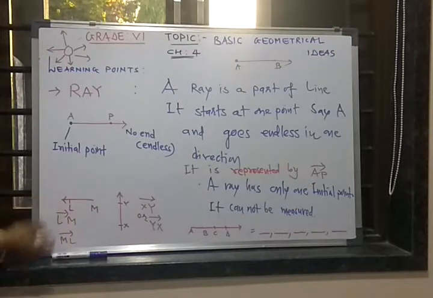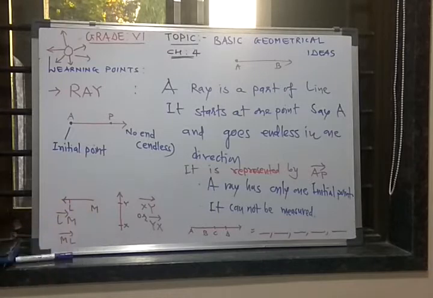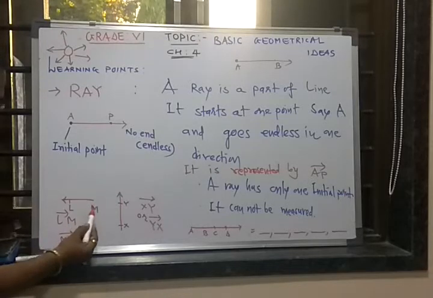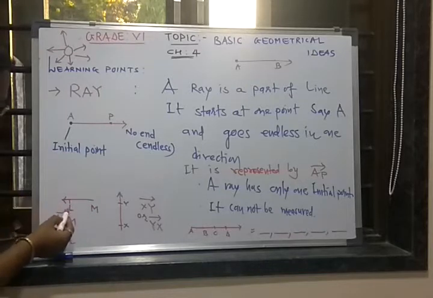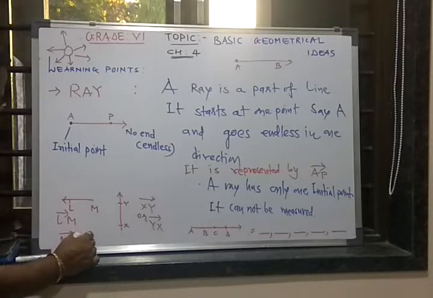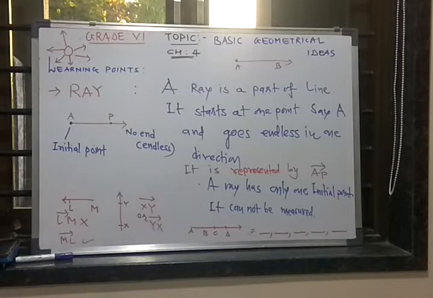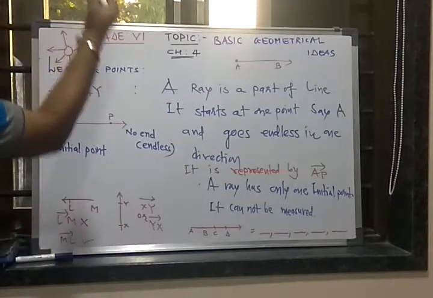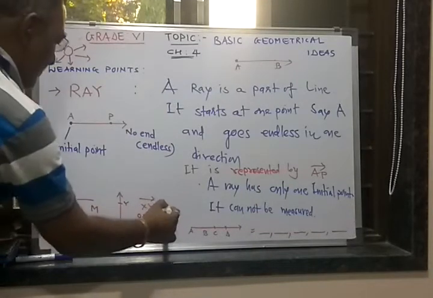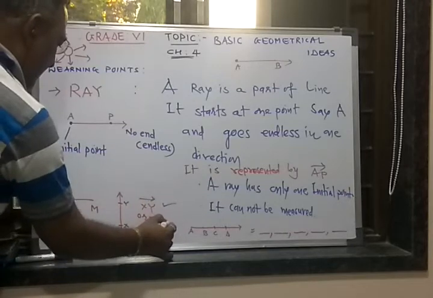Now let's understand this. Here I have drawn one ray which is represented by LM. So which one is correct? Either ray LM is correct, or ray ML is correct. Here the ray's initial point is M and it goes endless in the direction where L is. So ray ML is correct. This LM is wrong. Here this ray goes up, starting from X to Y, means ray XY. So this is correct. Ray YX is wrong.